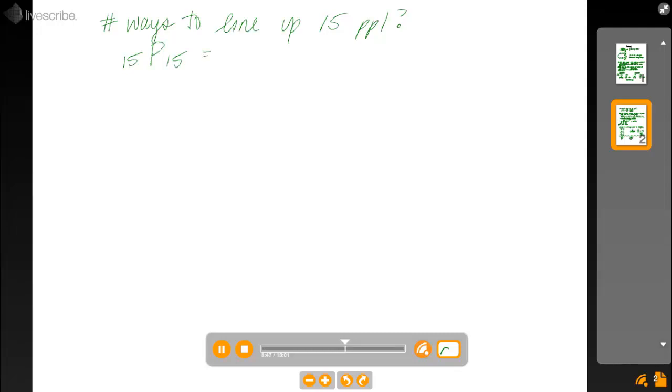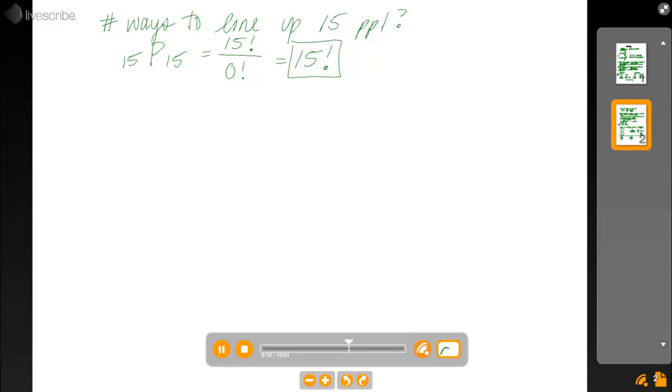By our formula, that would be 15 factorial over 15 minus 15 factorial, which is 0 factorial. But remember, 0 factorial is defined to be 1. So this is the same as just 15 factorial, which is some large number. So we can think of just lining a bunch of things up also as permutations.